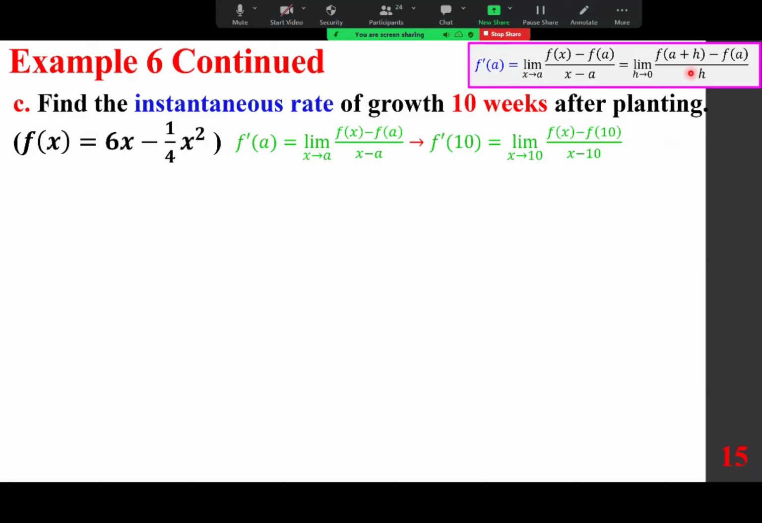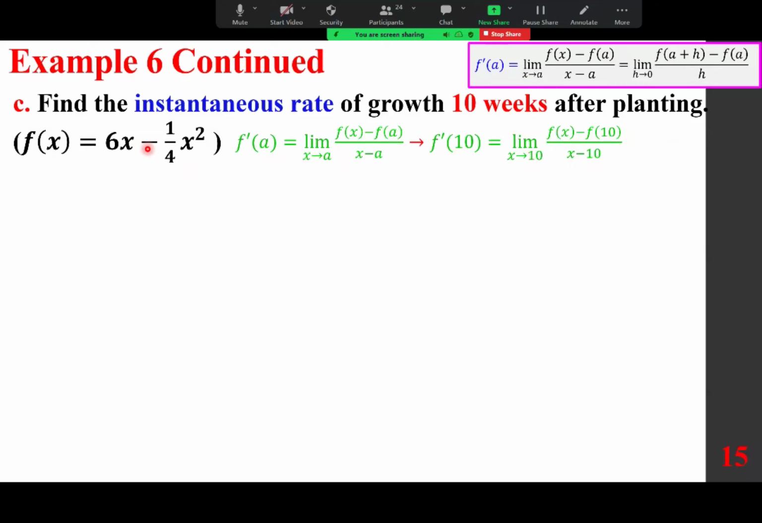So f prime of a is the limit of f of x minus f of a over x minus a as x approaches a, where a is 10. So f prime of 10 is the limit of f of x minus f of 10 over x minus 10 as x approaches 10. So what is f of x? You just write this. You don't have to do anything.